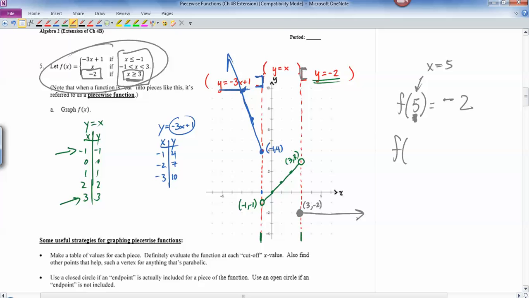If I said, what's f of -4, let's say, well, then my x is -4. That means I got to use this top one. So I plug it into this thing. So f of -4 is going to be -3 times -4 plus 1, which is going to be 12 plus 1, 13. Okay? So I'm going to stop there.